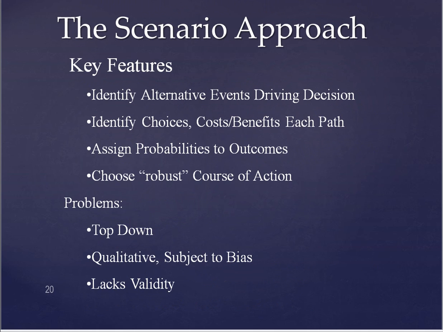Scenario approaches, what I just talked about: identify key events, identify choices, costs, and benefits, assign probability, and choose the best course of action. The problem, of course, is always to recognize you're doing this top down. You don't really know what you don't know, so you're assigning probabilities subjectively. And so you're liable to bias and things like that. And sometimes it might lack validity because you're not in the best position to make an informed decision.